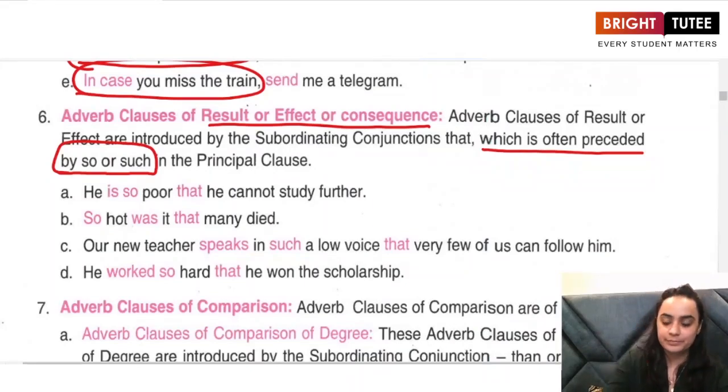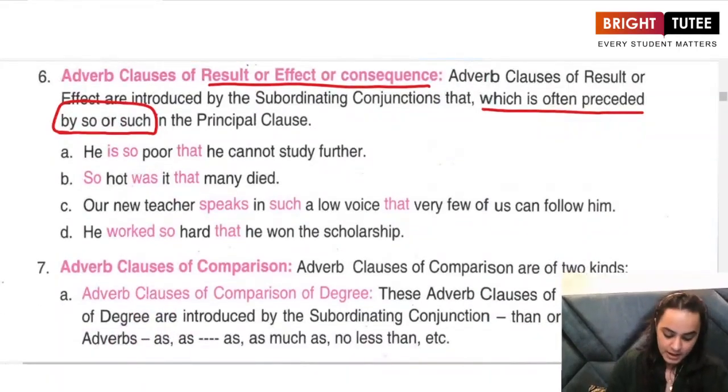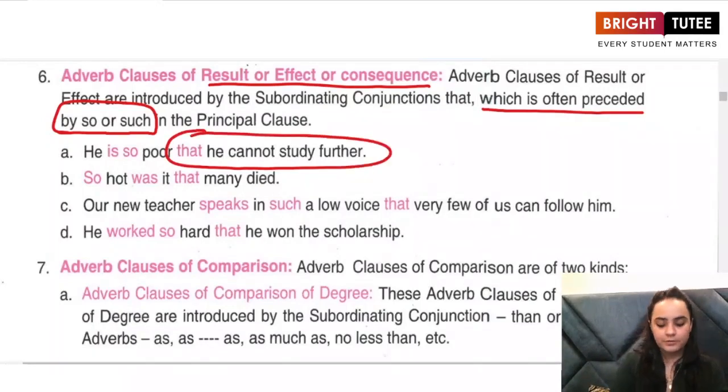For example, he is so poor that he cannot study further. So, what is the effect or result or the consequence of him being poor? That he cannot study further. Okay? So hot was it that many died.